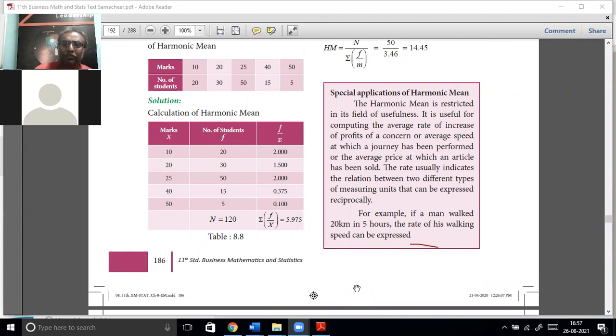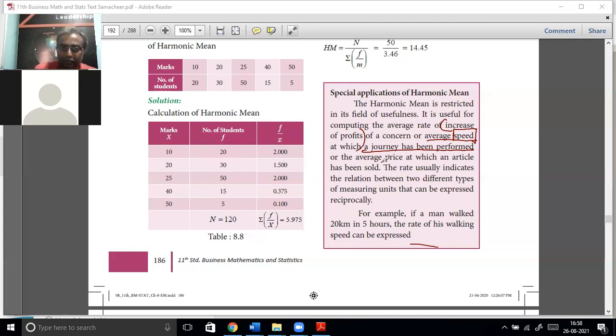Where is harmonic mean used? It is used in very few places. Use it where there is a change of speed, or an increase of profits. So usually harmonic mean will come when a journey is performed. Two fellows went on a scooter. One fellow went 50 kilometers, another fellow went 30 kilometers, and then they came back. Find the average of the mileage consumed, or the average of the time or speed, all of that. Those all will come under harmonic mean.